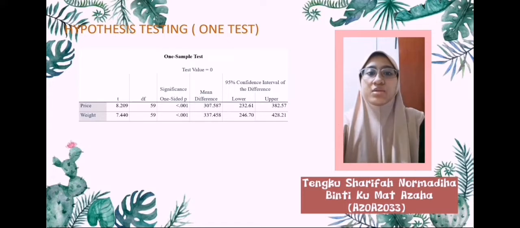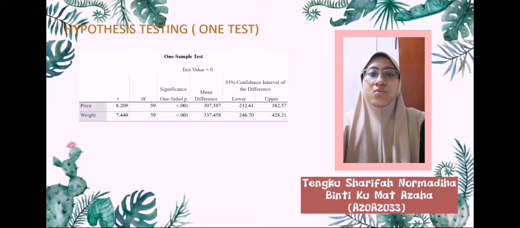I will present about hypothesis testing and the confidence interval. Firstly, one sample test. I choose 2 variables out of 9 variables. It is price and weight. The degree of freedom is the same and unchanged. It is 59, while the test for price is 8.209. The mean difference is 307.587 and the confidence interval for the lower difference is 32.61 and the upper is 382.57.